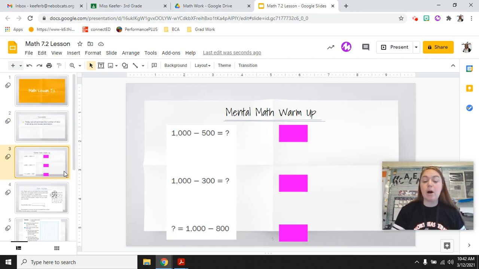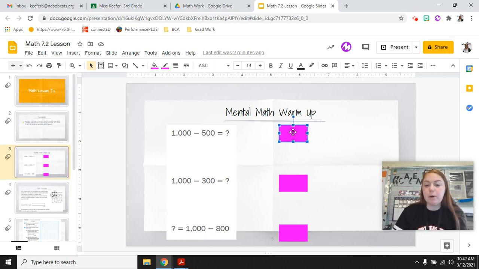For this one, this will be on your whiteboard. This is like extending the facts, using basic facts to extend. So if you have 1,000 minus 500, you could almost think of that like 10 minus 5. On your whiteboards, I want you to solve 1,000 minus 500, 1,000 minus 300, and then 1,000 minus 800. Solve those on your whiteboard, and then when you are done, you can start the video again.